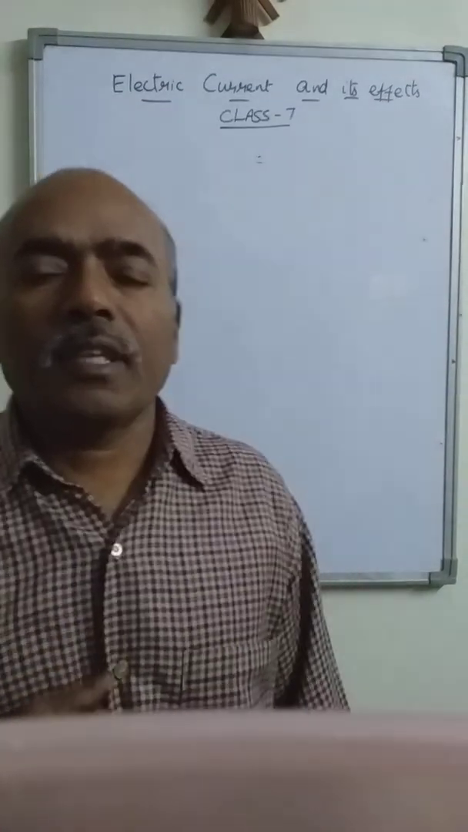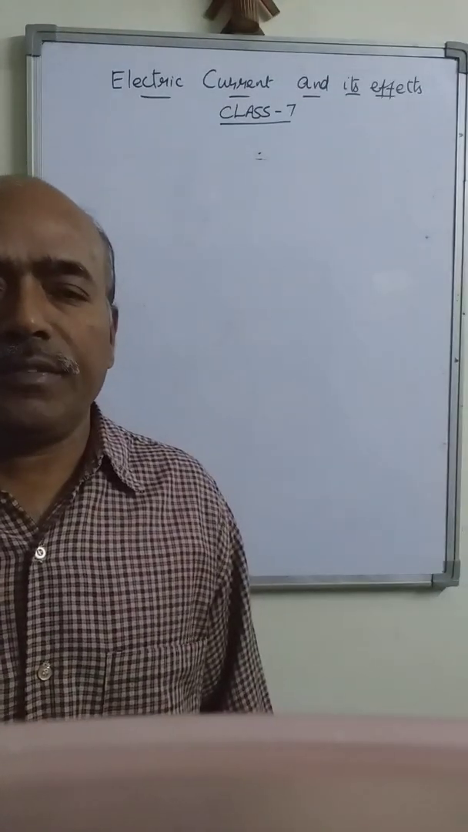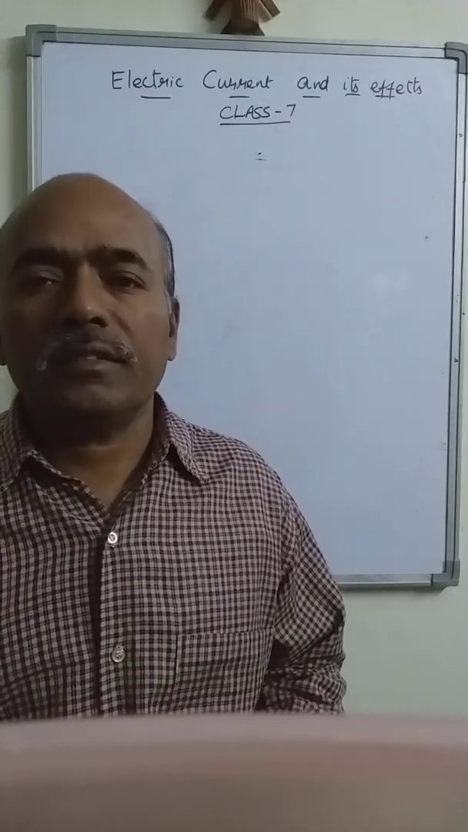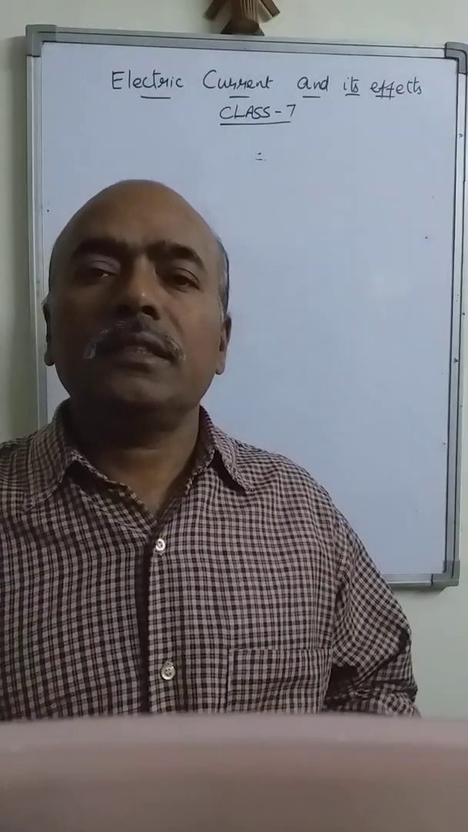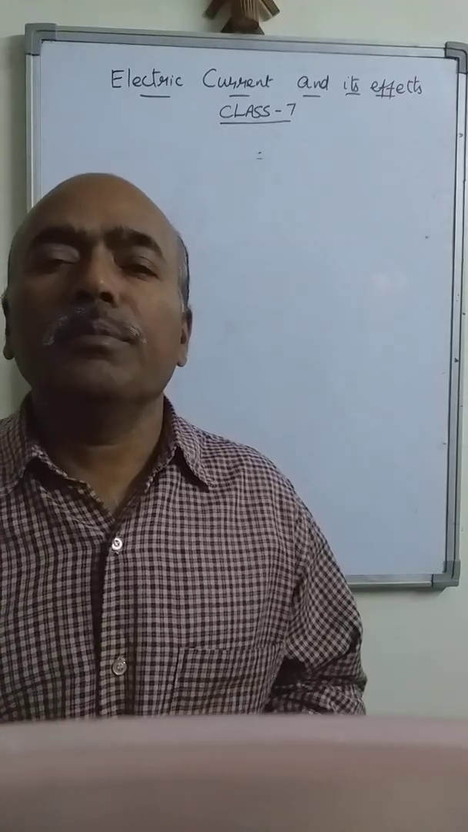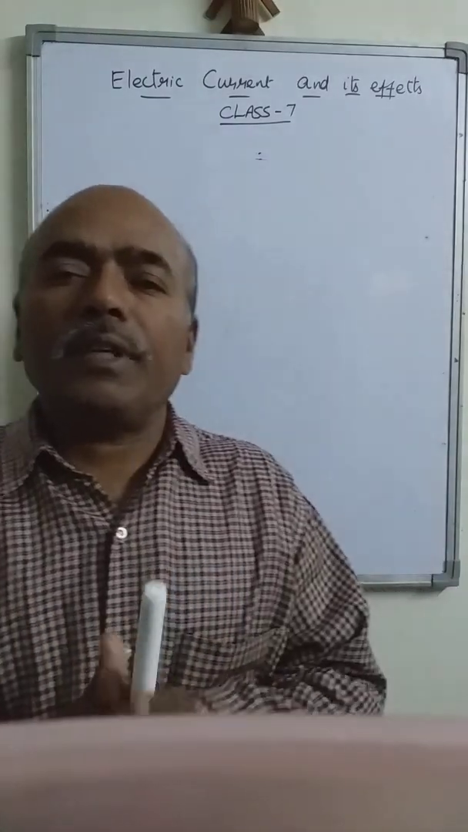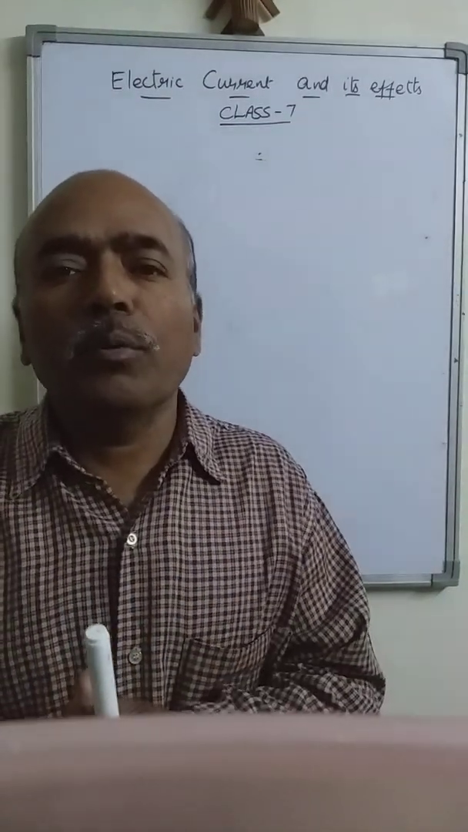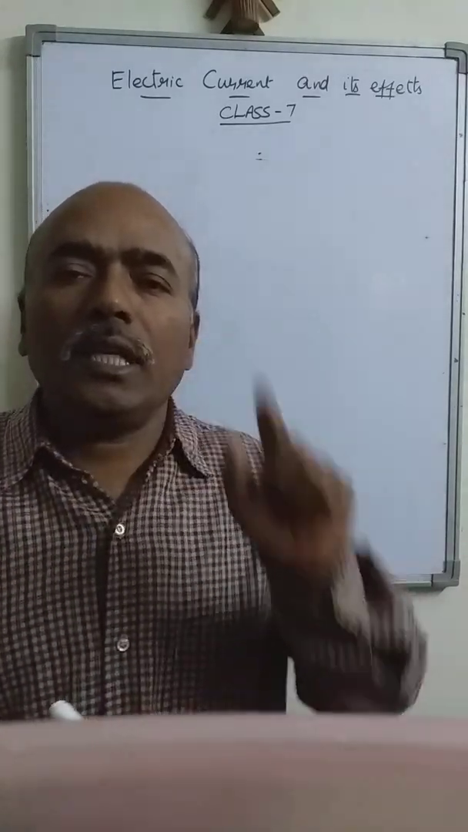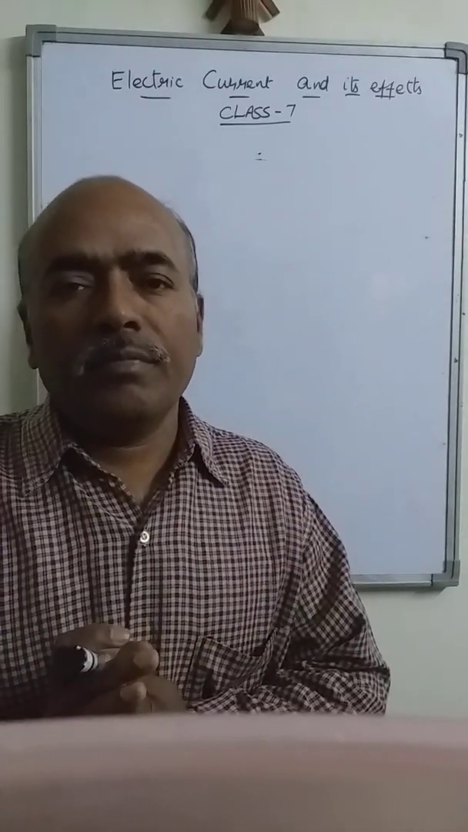Hello children, in this session we will continue the same chapter, electric current and its effects. In the previous session we were talking about the electric circuit. The electric circuit is a path, a closed path along which electric current flows through many of the appliances which are connected together. And there are two types of electric circuit, closed circuit and open circuit. In the closed circuit, the path is continuous, so the electric current flows. In the open circuit, no current flows, right?